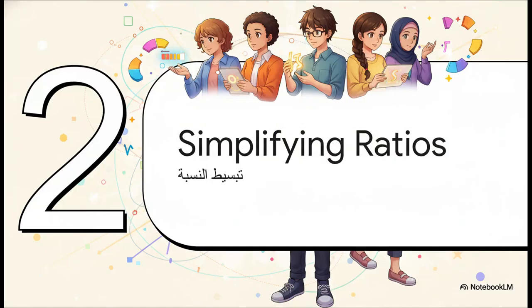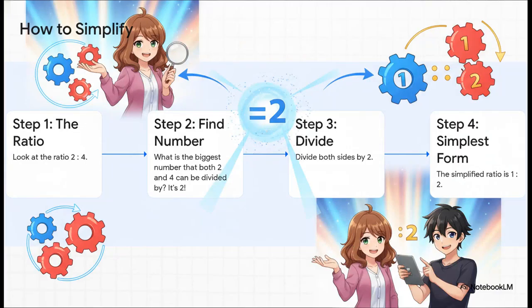But wait, we can take this one step further. We can actually make these ratios way simpler to understand. This is called simplifying ratios, or as we say, تبسيط النسبة. And the process is really straightforward. Our ratio is 2 to 4. To simplify it, we just ask ourselves, what's the biggest number that both 2 and 4 can be divided by? بالظبط. It's 2. So all we do is divide both sides of the ratio by 2. 2 divided by 2 is 1, and 4 divided by 2 is 2. So our simplified ratio, our أبسط صورة, is 1 to 2.